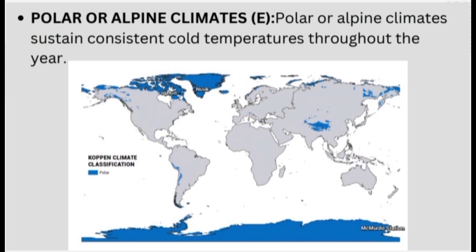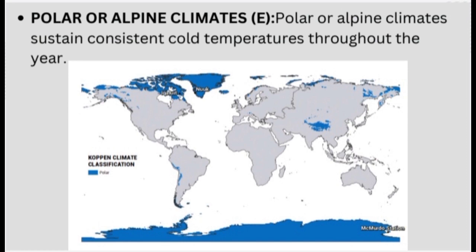Polar or alpine climates sustain consistent cold temperature throughout the year. Polar and alpine climates are both characterized by extremely cold temperatures, but there are some differences between the two. Polar climates, also known as tundra climates, are found near the Earth's poles such as the Arctic and Antarctica. These regions experience long, bitterly cold winters and short, cool summers. The average annual temperature in polar climates is consistently below freezing.